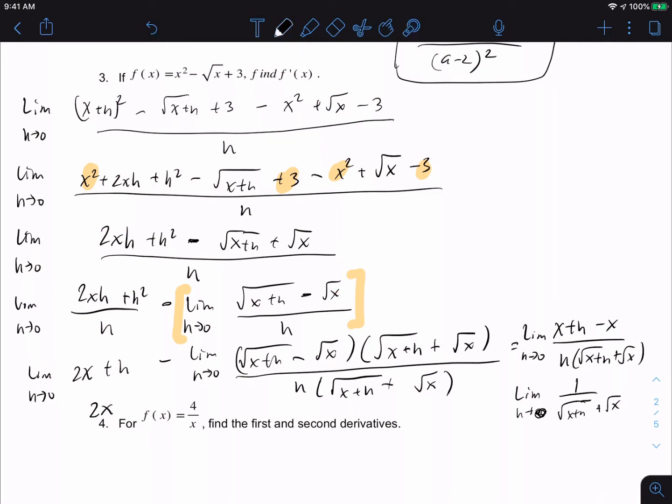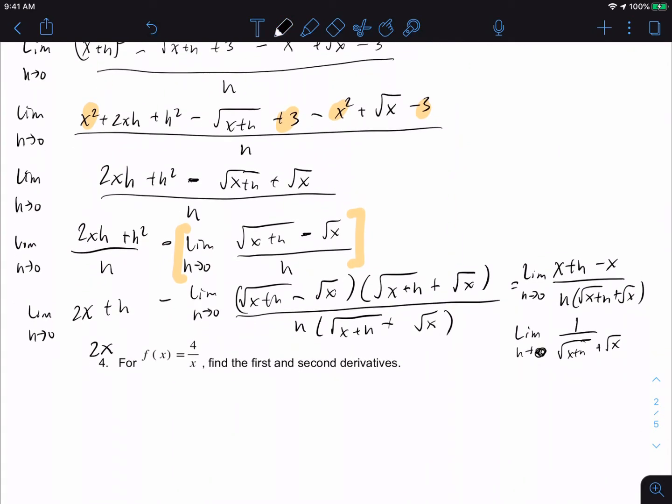I love it. I'm glad I made a mistake and I'm glad I caught it so that you guys could see it. From here, once I apply that h is 0, I'm going to get 2 square root of x. And so my answer is going to be 2x plus 1 over 2 radical x. But when you break up the limit, don't forget that the negative in front changes the signs of the numerator. Okay? I'm really happy I made that mistake, actually.